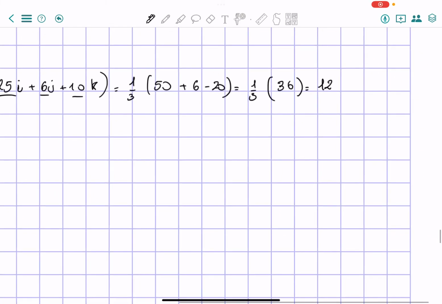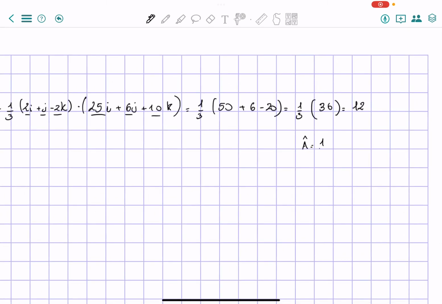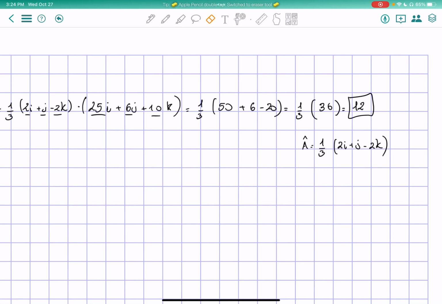So our magnitude is equal to 12, our torque is equal to 12, and the direction is in the direction of A hat. As we just said, A hat is equal to 1/3 of 2i plus j minus 2k, and this is our answer. Now A hat is found, so that's our final answer.